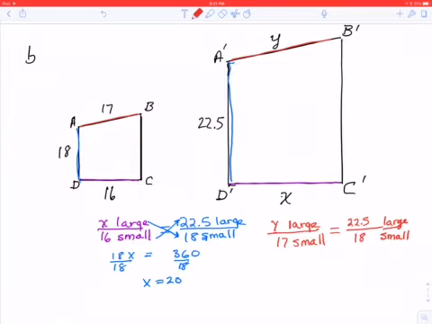So I'll cross multiply. Y times 18 is 18y. And 17 times 22.5, that's 382.5. Divide both sides by 18. I get y equals 21.25.